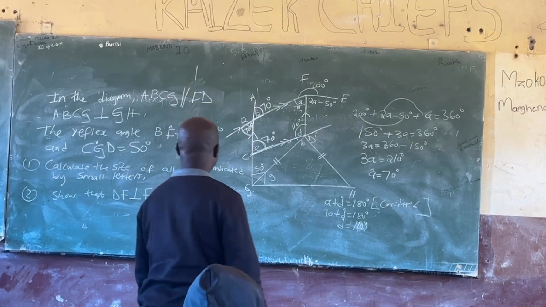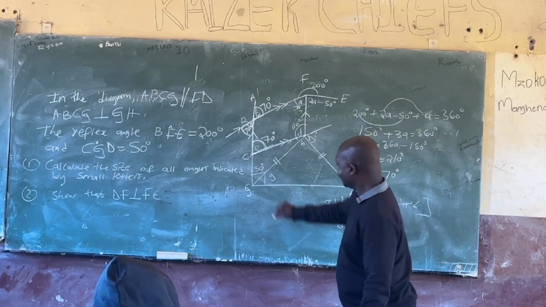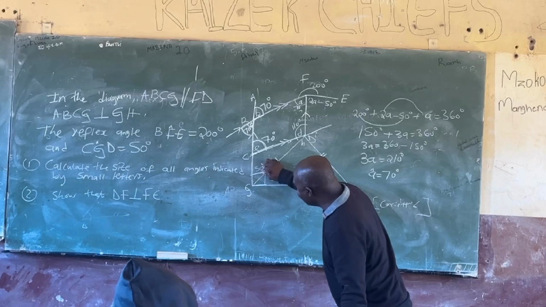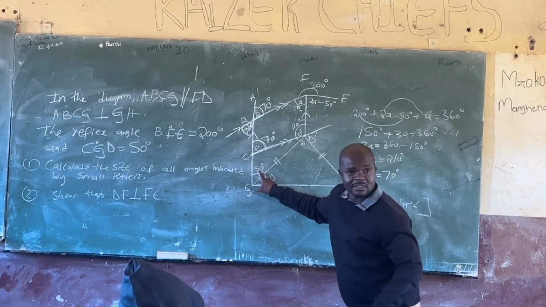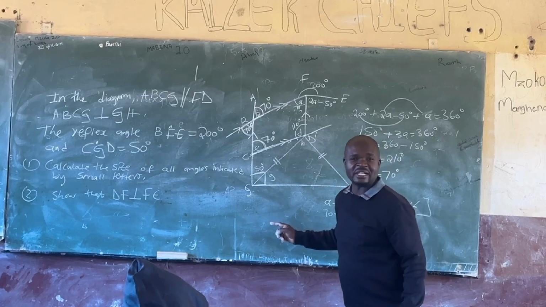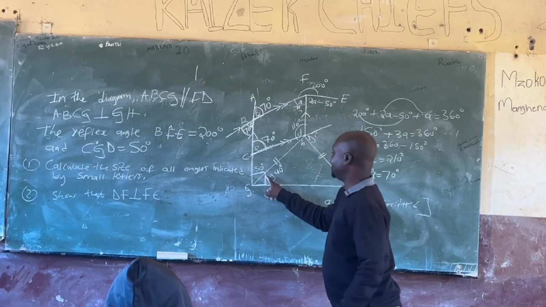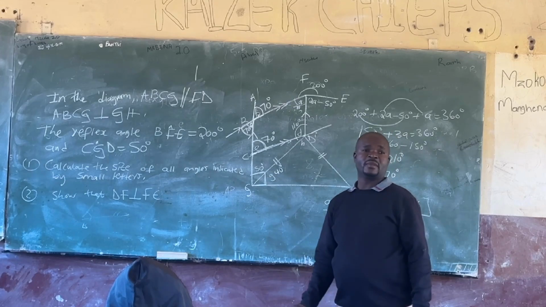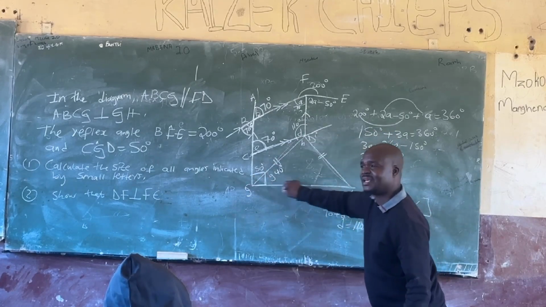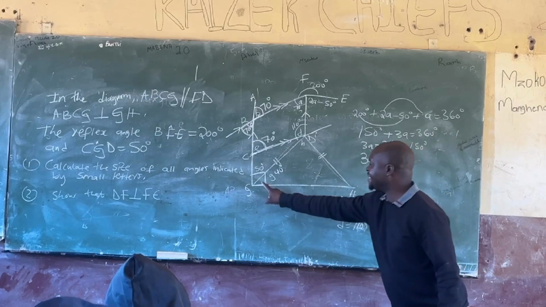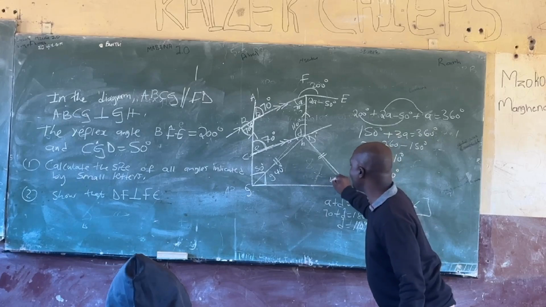Okay, now we have this angle. Let's continue. This angle here is 90, and we have 50. In order to get 90, we are left with 40. It means that this G is 40. And this triangle is isosceles. Base angles are equal, which means even here is 40.